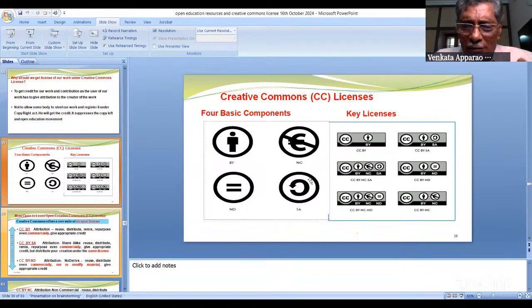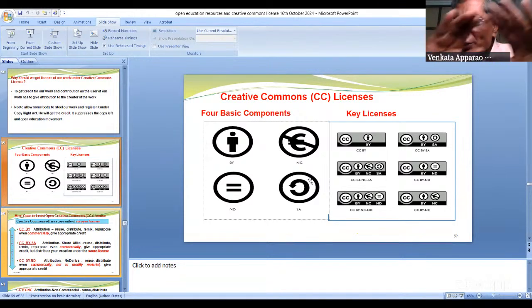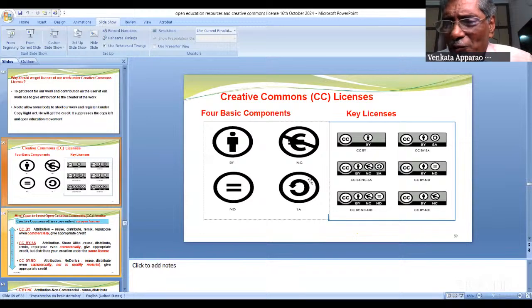So now we have to learn deeply about Creative Commons licensing. That is necessary for two purposes. To give attribution to the creator, that is one purpose. Secondly, when you create your own OER, under what licensing you will be registering. For that purpose also you must know. Basically, there are four symbols here.